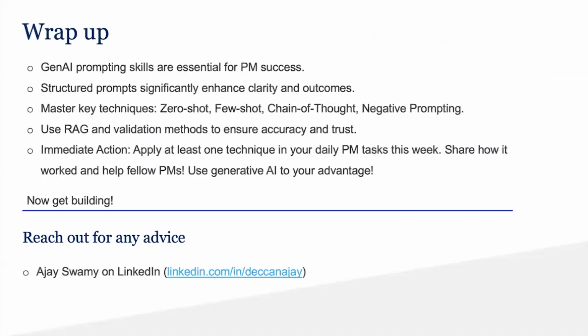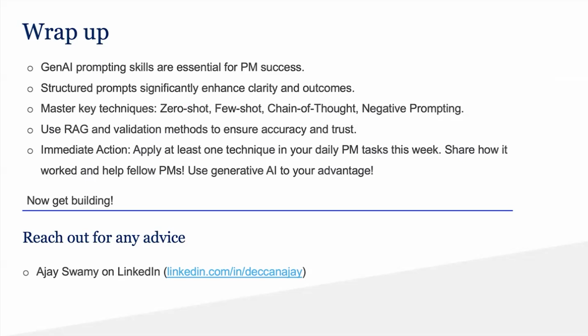And finally, this brings us to the end, right? So here are a few key takeaways. Number one is, look, you need to get comfortable with GenAI prompting, and it's essential for you as a product manager, because you can get to the level of outputs and outcomes very quickly. We've gone through 4 different prompting techniques, and you can use those to enhance clarity and outcomes. And you need to master these key techniques. And by the way, you can also use these all together.